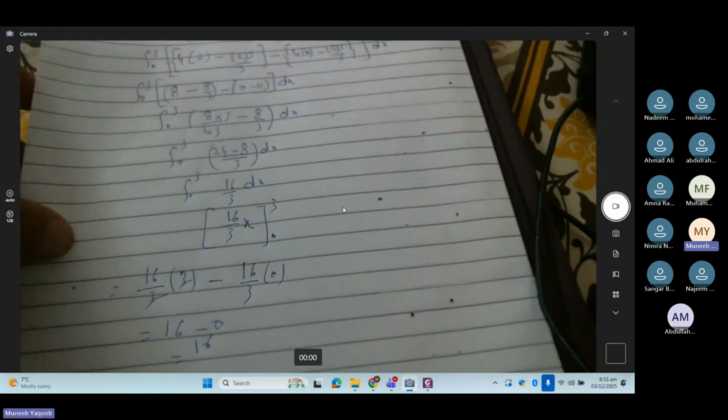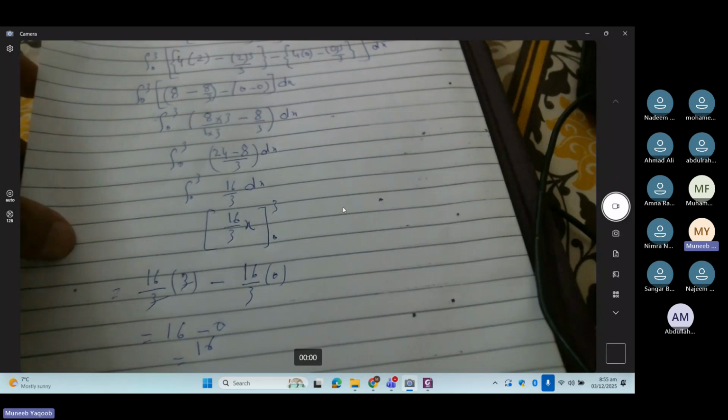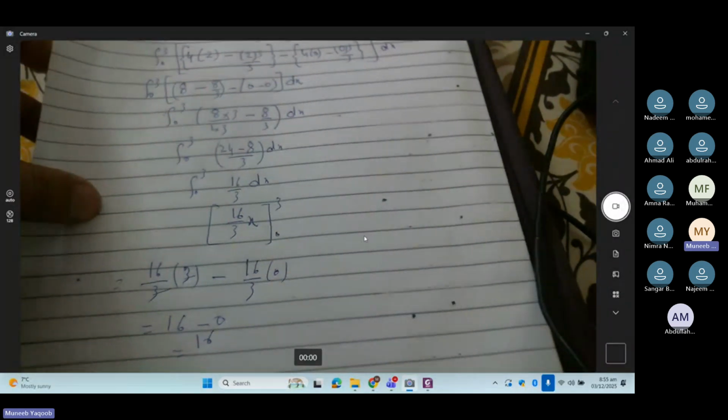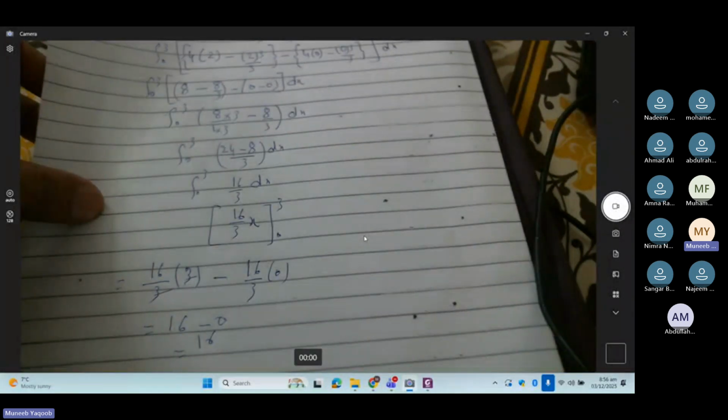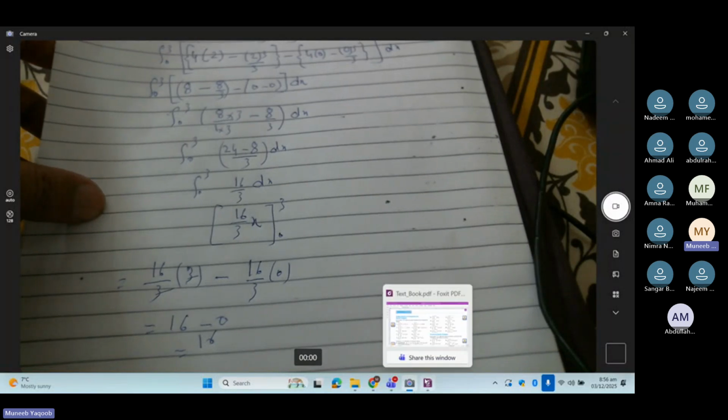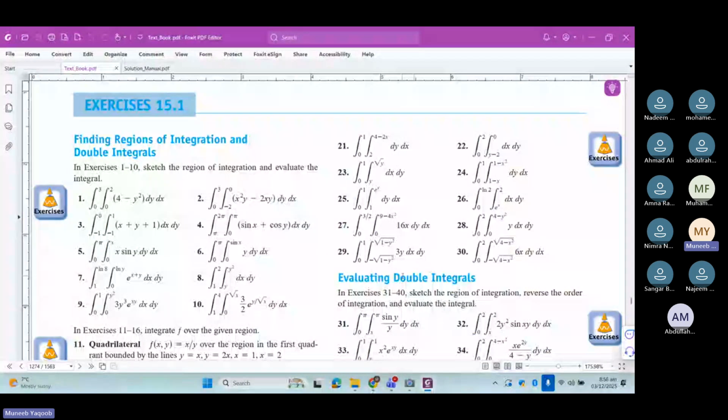So it was a very simple question. There was nothing complex in this question. But gradually this exercise will become complex. Okay, and we need to cover first 40 questions from this exercise 15.1 as per our curriculum and as per our requirements of the course. Okay, so let us now go to the second question.